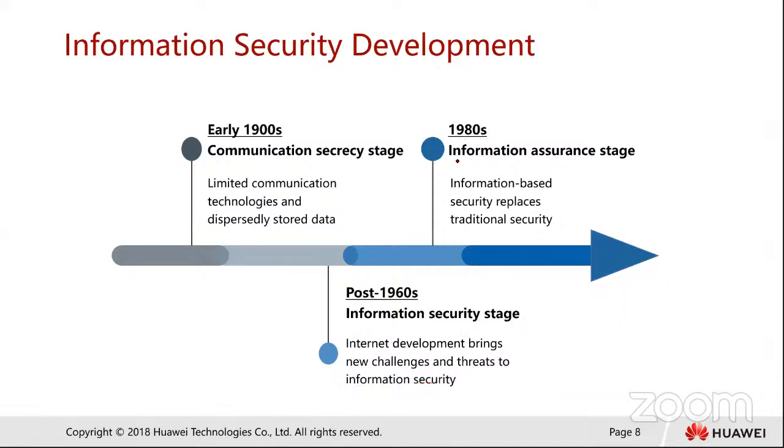In the 1980s, this is what we're calling information assurance. The assurance, you're just giving a positive affirmation that we have an assured kind of something. And this looked at information-based security replacing the traditional security. Traditional security, like I said, used to focus on the physical facilities. Here, now they're looking at information-based security. How are we going to be able to protect our information before we look at the physical aspect? We're going to look at this later on in detail, so do not worry about that.